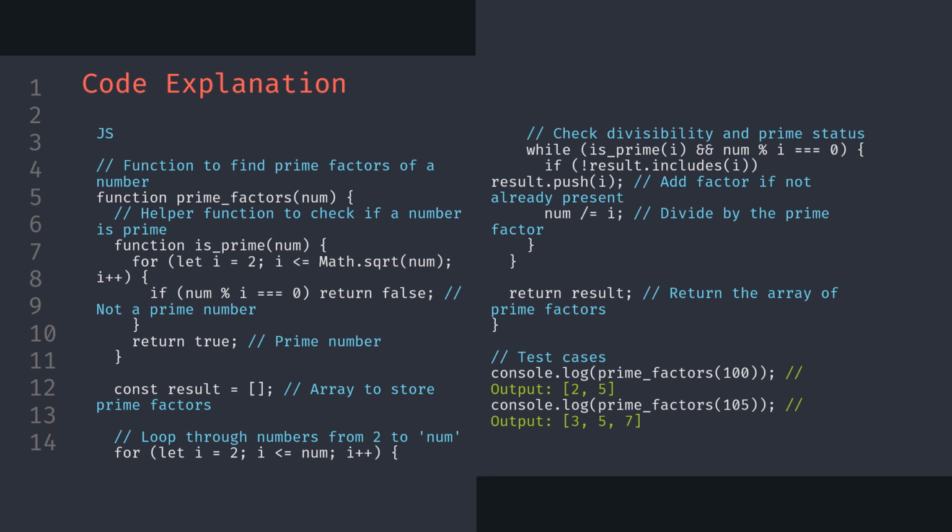This JavaScript program calculates the distinct prime factors of a given integer. It uses a helper function, isPrime, to check if a number is prime. The main function iterates through the numbers from 2 to the input integer. For each number, it checks if it is a prime factor of the input. If so, it divides the input by that factor and adds it to the result array. The test cases demonstrate how the program works for different inputs.